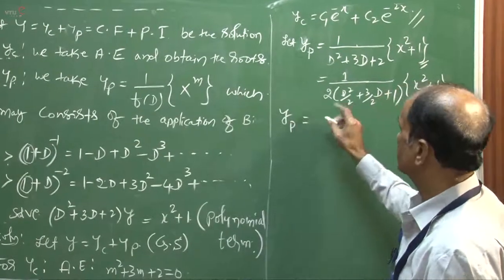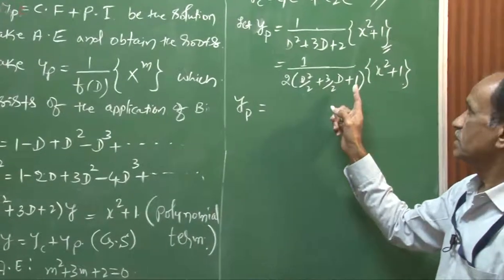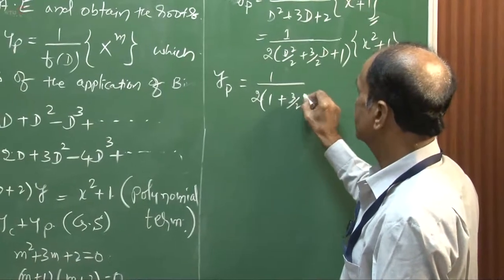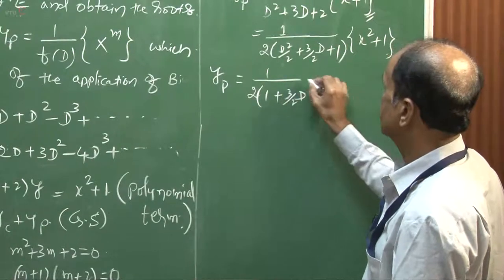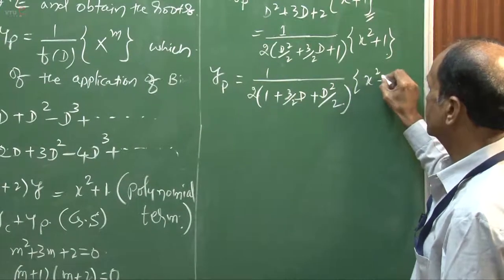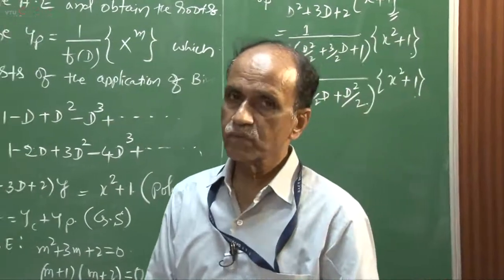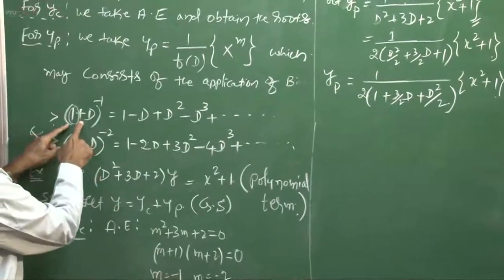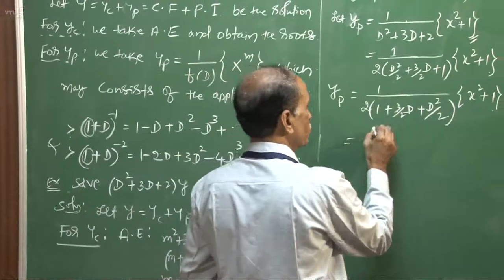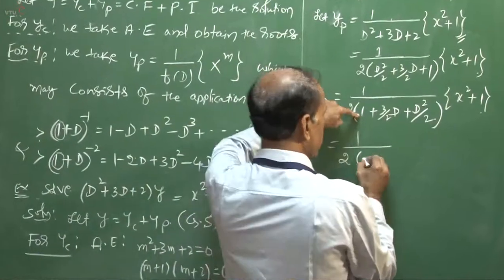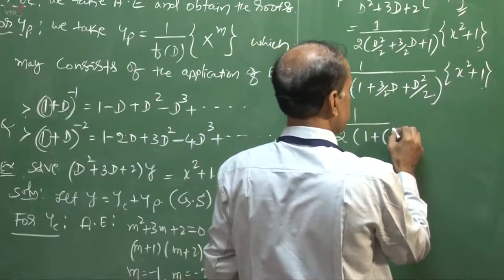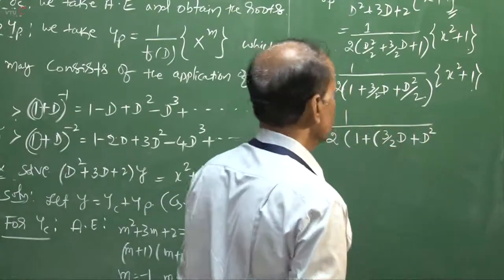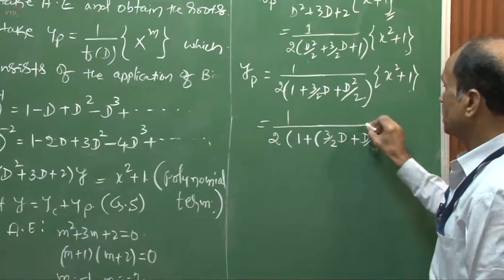Then yp is equal to, I will reverse these terms, the third term I am going to write as the first term. Then 1 divided by 2 into 1 plus 3 by 2 D plus D square divided by 2, operating on the polynomial term, that is x square, and the constant term 1. Therefore, let me express this bracketed quantity in this way: 1 divided by 2 into 1 plus, in brackets, 3 by 2 D plus D square by 2.